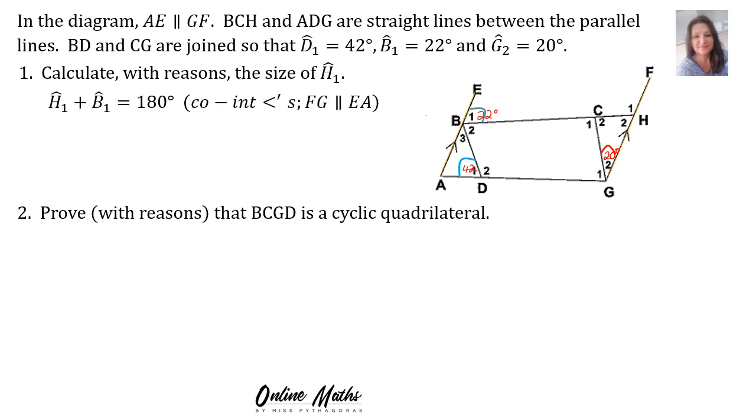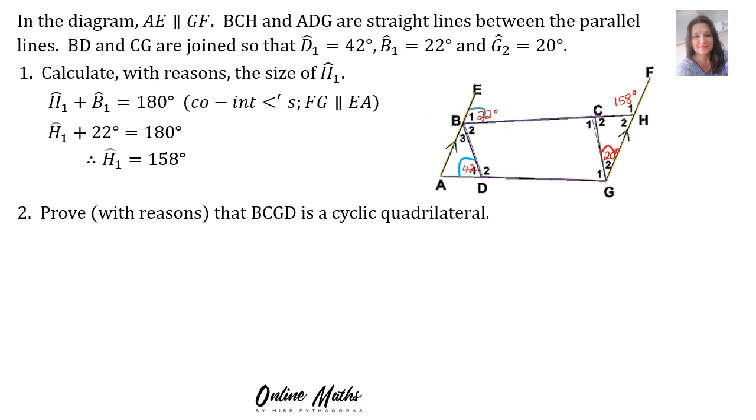Now we can start by saying that H1 plus B1 is 180 degrees, and your reason, co-interior angles supplementary. Why? Because FG is parallel to EA. We know that B1 is 22, that was given, so therefore we can calculate H1 and we find it's 158 degrees. Number 2. Prove with reasons that BCGD is a cyclic quad.